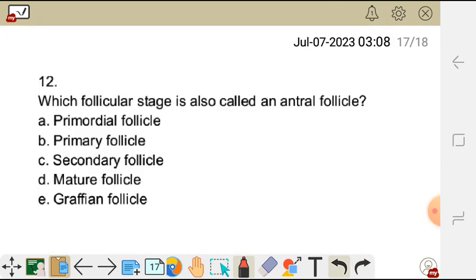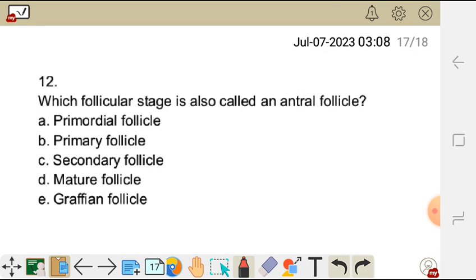Question 12. Which follicular stage is also called an antral follicle? A. Primordial follicle. B. Primary follicle. C. Secondary follicle. D. Mature follicle. And E. Graafian follicle.